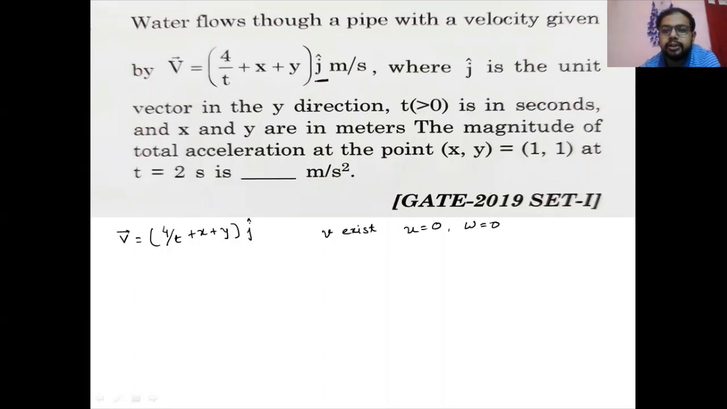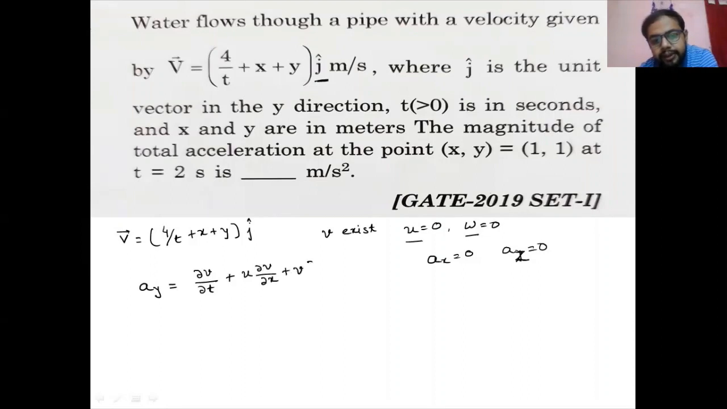In such a case, you are asked to find the total acceleration at a point. As u = 0 and w = 0, the ax component will become 0 and the az component will also become 0. So the only remaining component will be ay. And what is ay? If you expand it, it is ∂v/∂t + u ∂v/∂x + v ∂v/∂y + w ∂v/∂z. That is the equation.